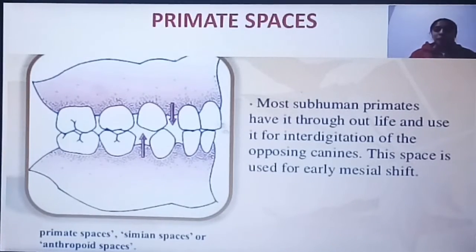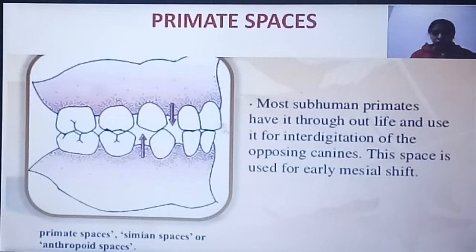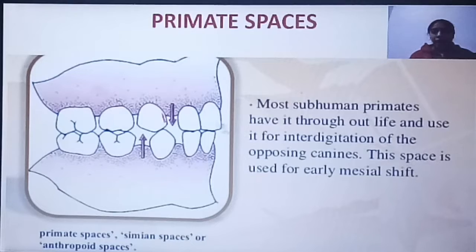So the first term is primate spaces. Now what are these? Primate space is also known as simian space or anthropoid spaces. In the upper arch, this space is located mesial to the canine, and in the lower arch it is located distal to the canine.